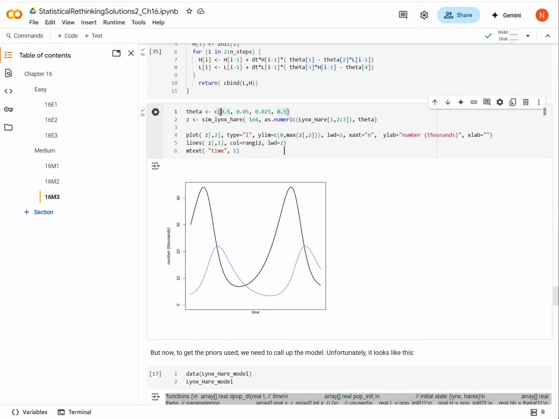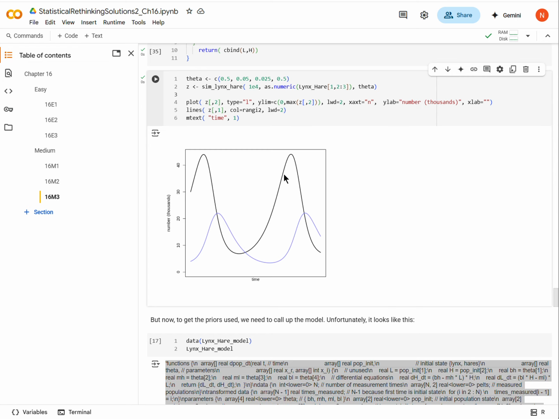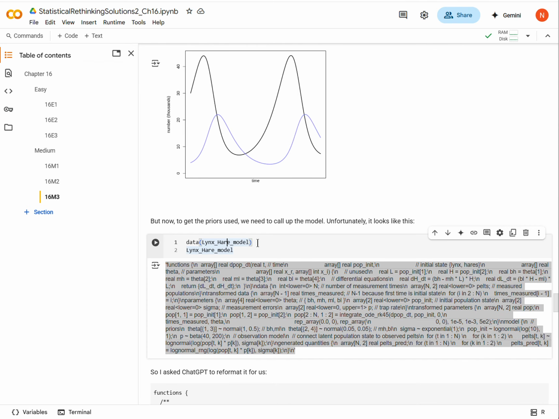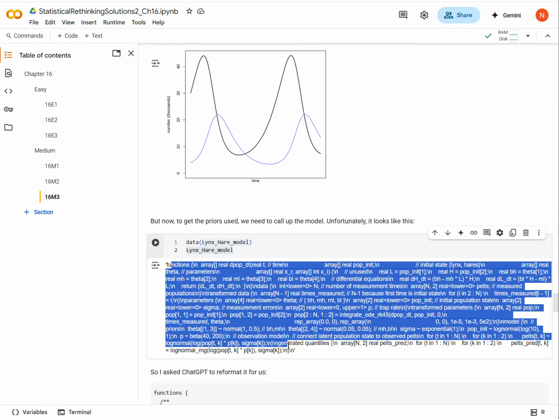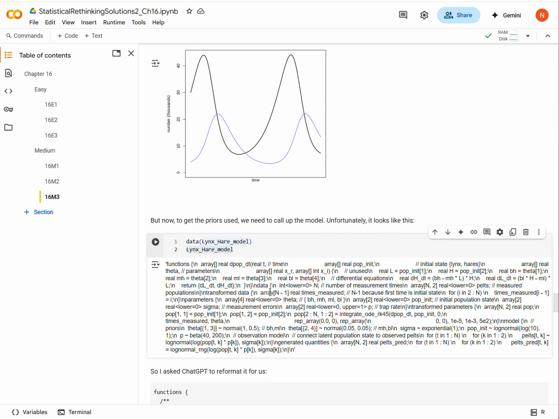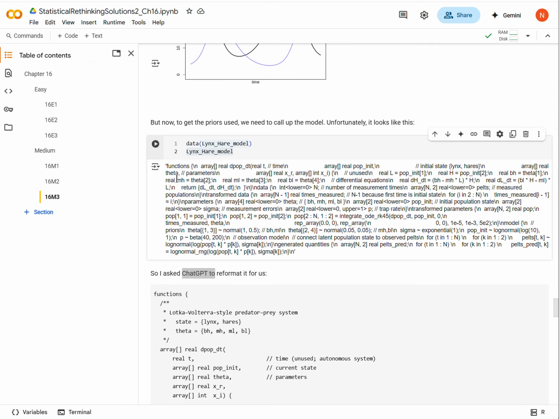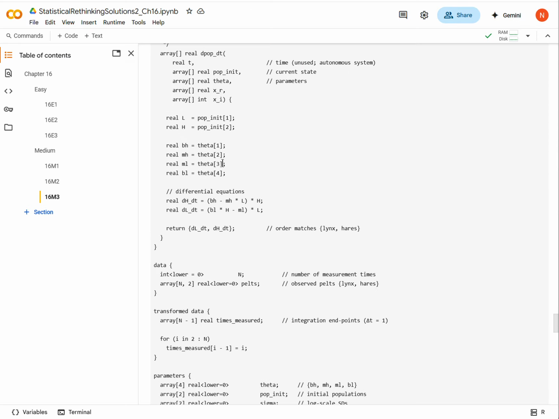So what we actually want to do is to look at the model that was presented in the chapter, and then look at those priors, and then simulate those. Normally you might just look in the chapter for the model, but it's not made explicit, and instead it's part of the rethinking package. It's called lynx-hare model. But when you go to look at lynx-hare model, at least in the Colab, you just get this. You could try to parse this and make sense of it, but what I did is I just asked ChatGPT to reformat that into something that looks familiar, and so you get this.